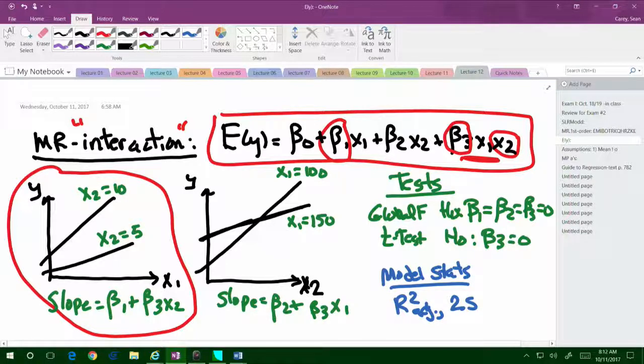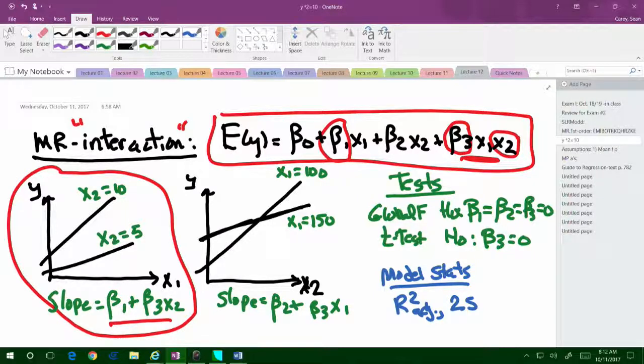So the slope now is beta 1 plus beta 3 times x2. More betas are involved in the slope. And you can see that that slope depends on x2. So if you change the value of x2, you're going to change the slope. That's why the picture shows you two non-parallel lines. One for x2 equal to 10, one for x2 equal to 5.